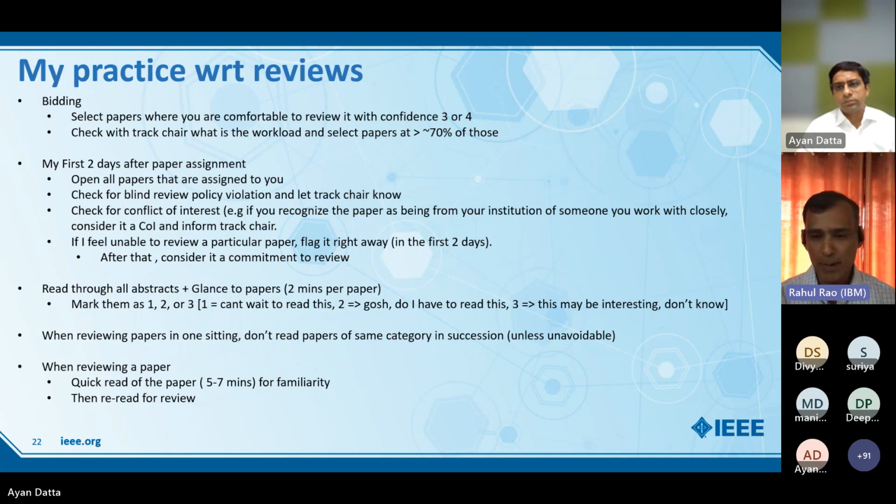Just because you've bid for a paper in a particular fashion doesn't mean you will get that paper. Likewise, if you bid no for a particular paper, it doesn't mean you will not get the paper. When I am a track chair, I typically try to make sure that for any paper, there are at least 3 reviews which are moderate confidence, and there's at least one where the reviewer actually says, I may not be able to review this. It's not an outright no, but he has said maybe.